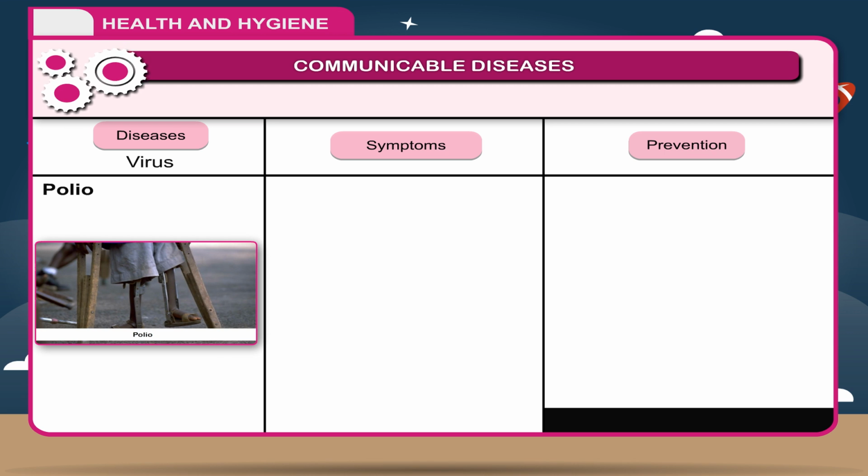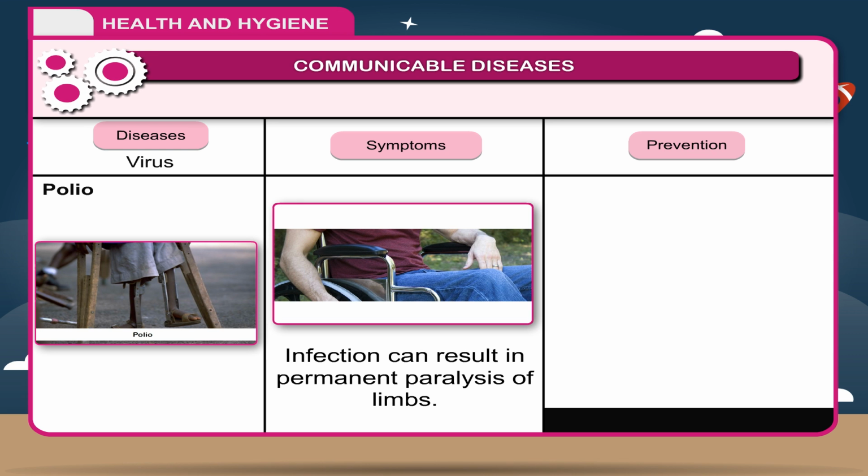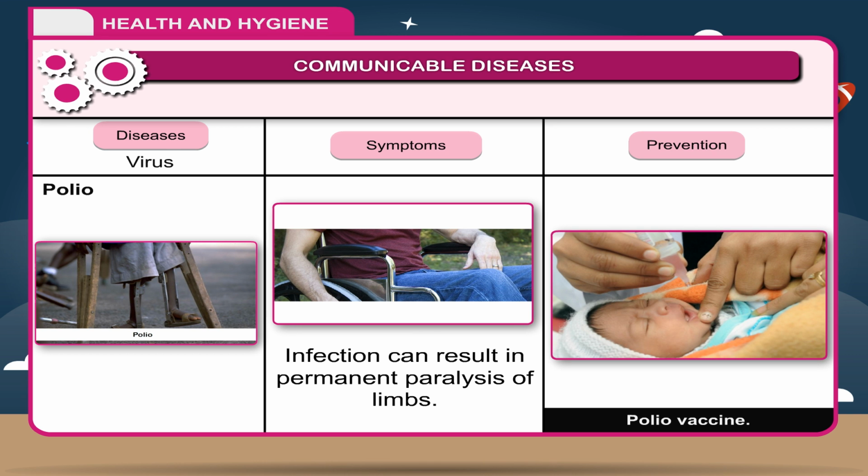Polio, infectious viral disease that sometimes results in paralysis. The infection chiefly affects children. Infection can result in permanent paralysis of limbs. Polio vaccine.